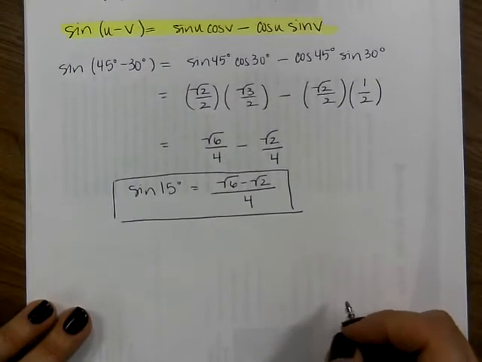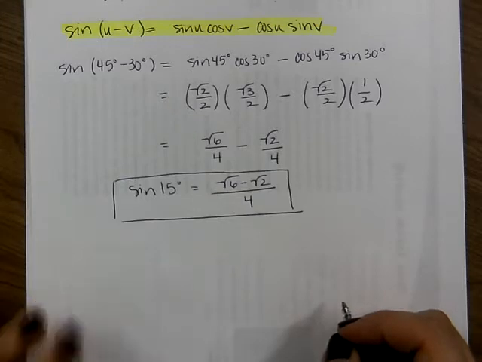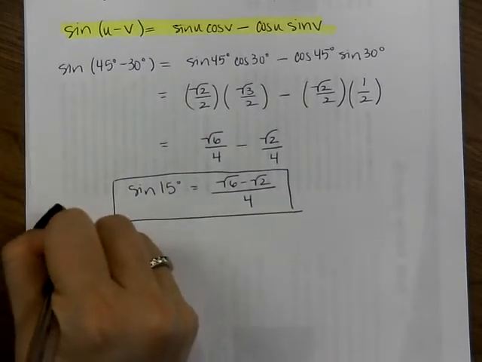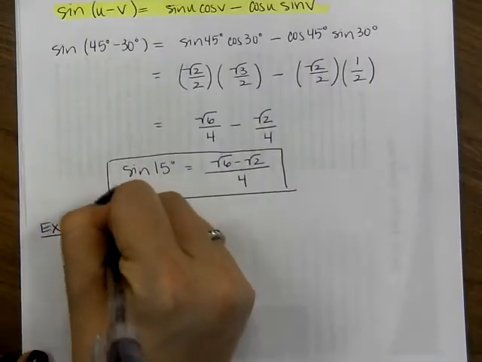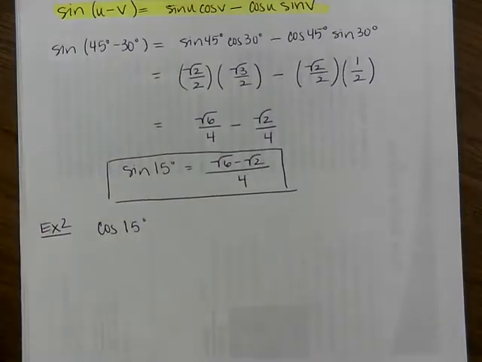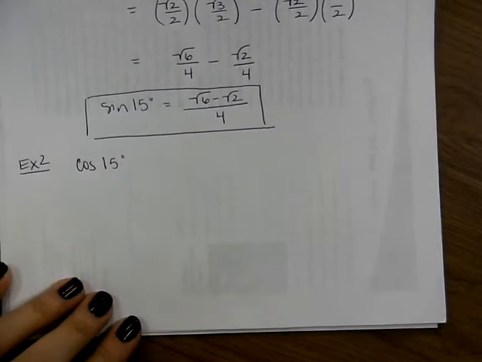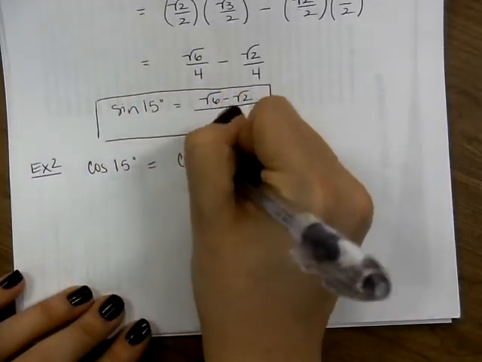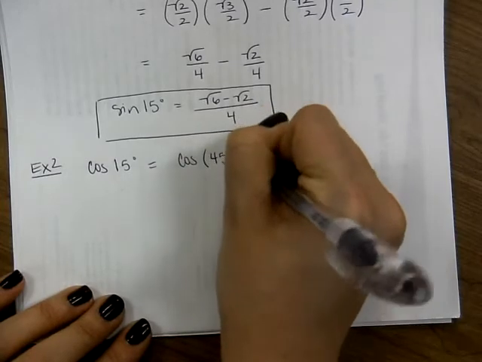Easy, right? It's literally knowing the formula, plugging it in, knowing your unit circle, and then simplifying. That's all it is. So let's try another one. How about if you had the cosine of 15 degrees? Again, you'd want to represent this with values of the unit circle. So 45 degrees minus 30.